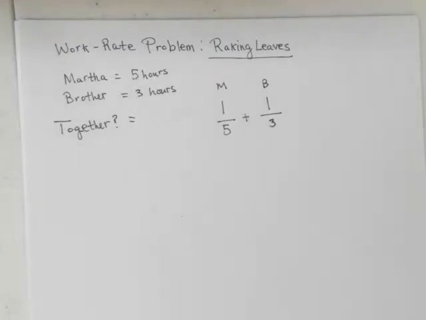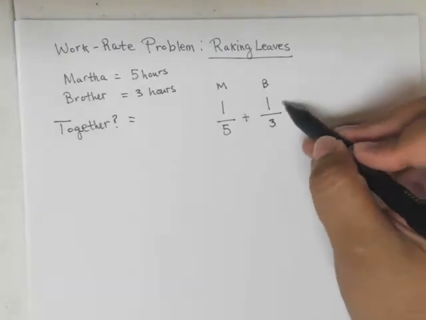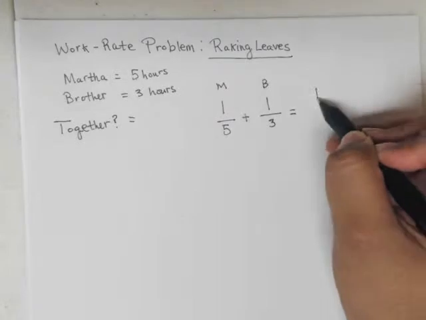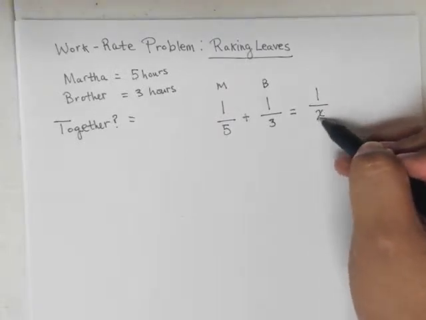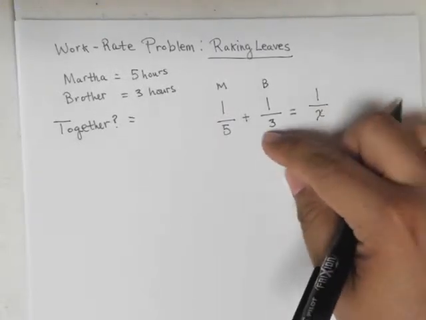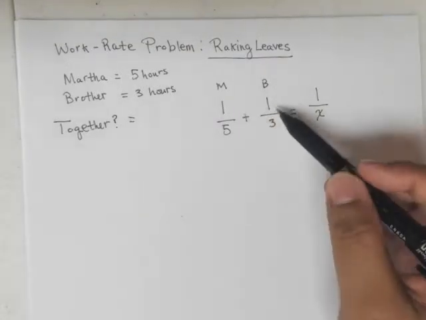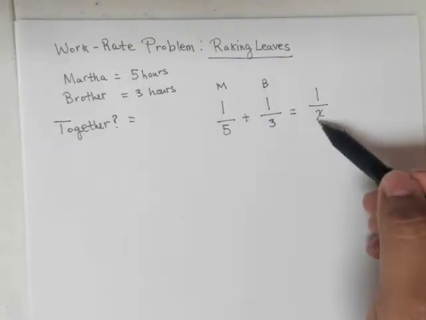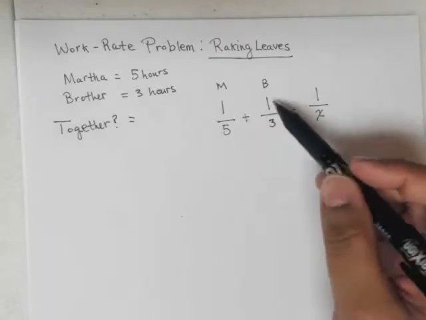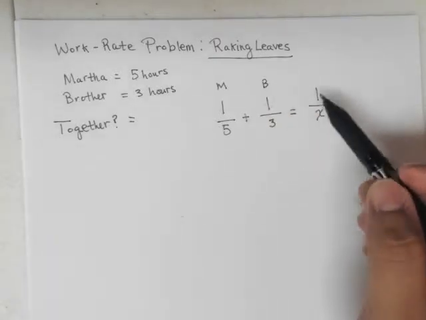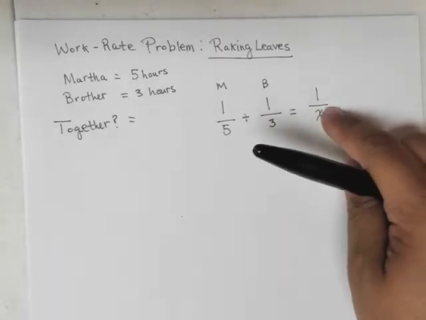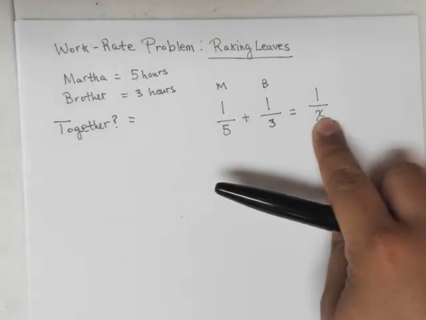To do it together, we don't quite know what the fraction is. We just know it's 1 out of x, and x is what we're looking for. So we've got 1/5 plus 1/3 equals 1 out of x. Which is really not the sum of the fractions, but it equals this right here. And this x is what we're trying to solve.